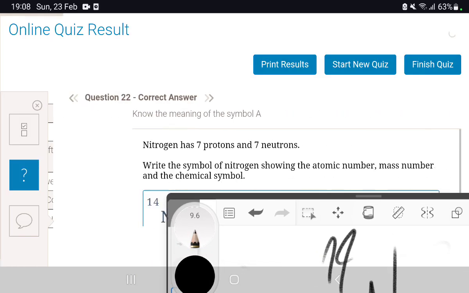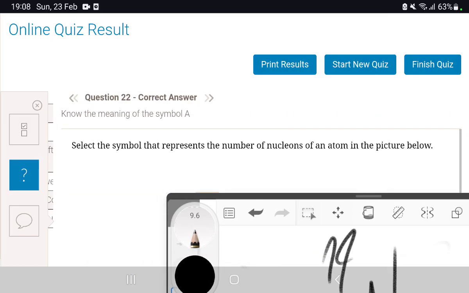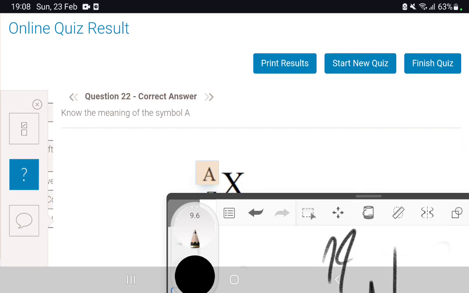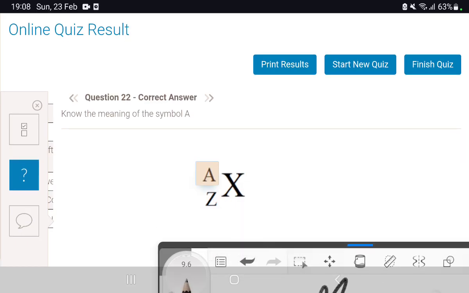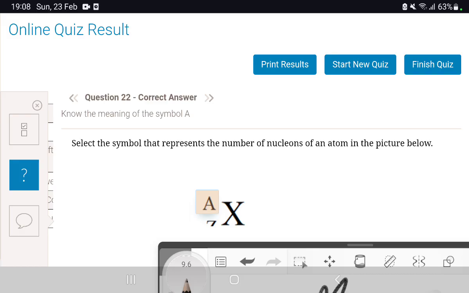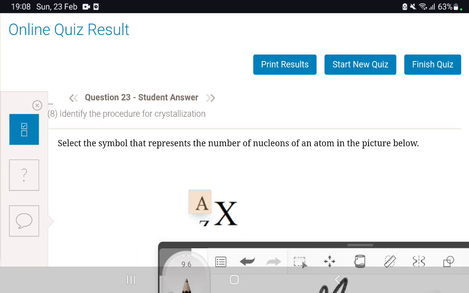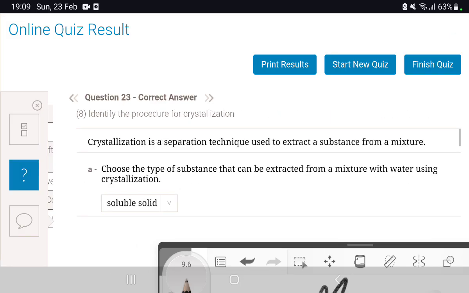Number 22. Now the last question is just a diagnostic question. Select the symbol that represents the number of nucleons of an atom in the picture below. As I said, the number of nucleons. Nucleons is the number of protons plus neutrons, which is, as we said, the exact same thing as the mass number.